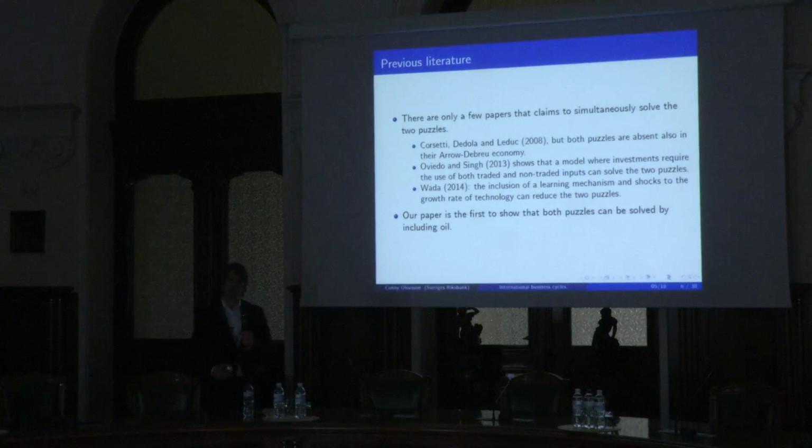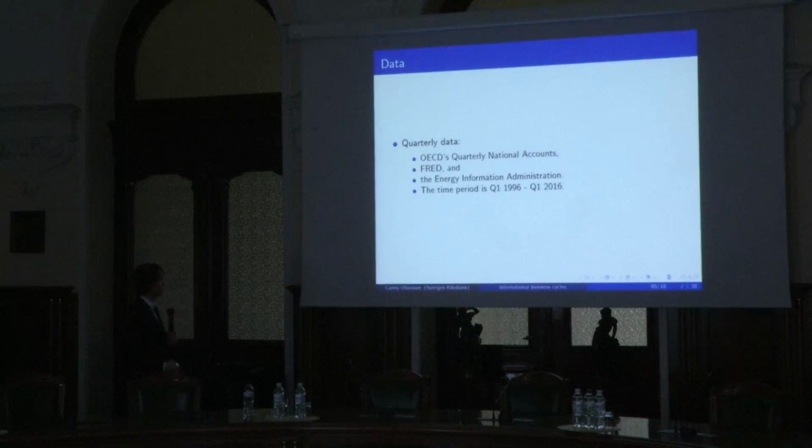So what I'm going to do is set up a model and include oil, as I said, and then see if that can resolve these puzzles. I have an idea why that could be the case: oil is essential, all countries are affected by shocks to oil, and oil is complementary to capital and labor. That's the idea. But before I do that, I will show you some data so you can see what I'm talking about.